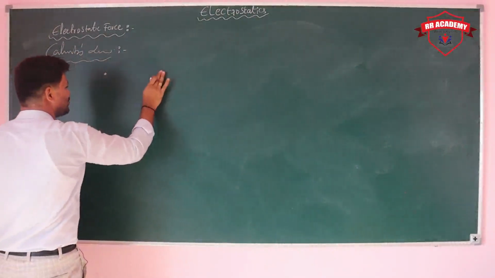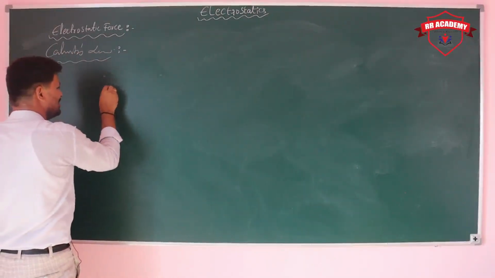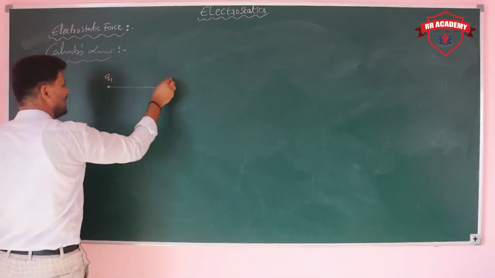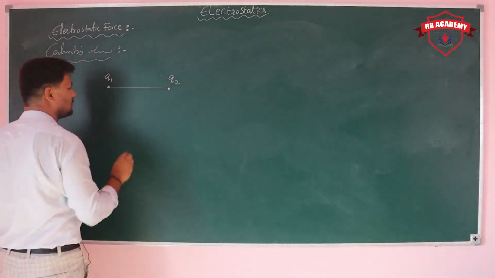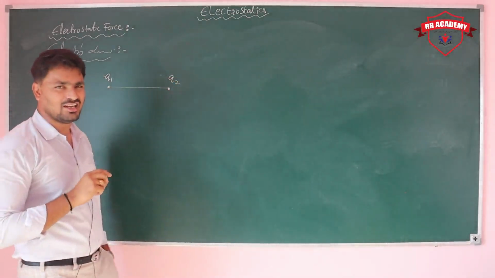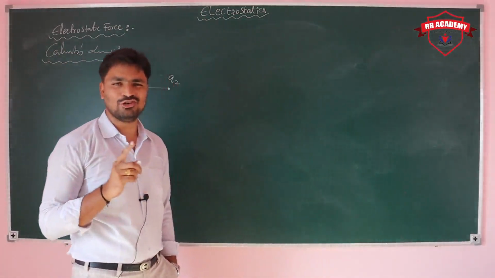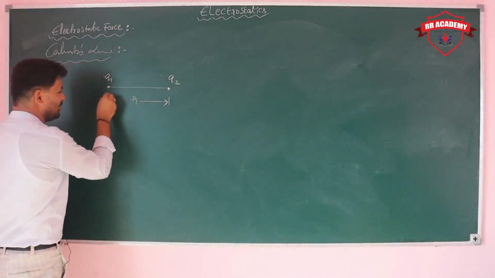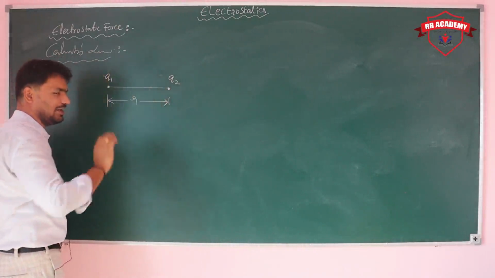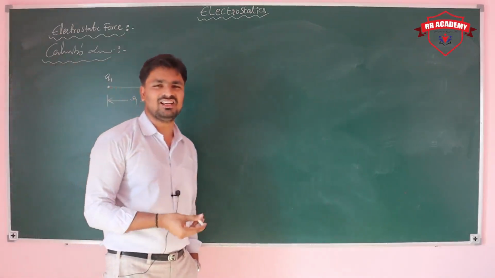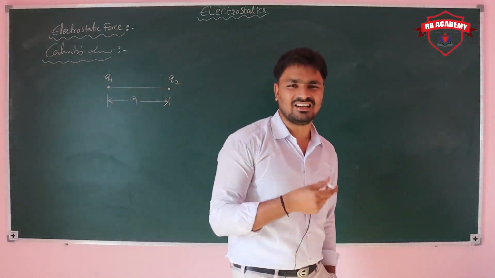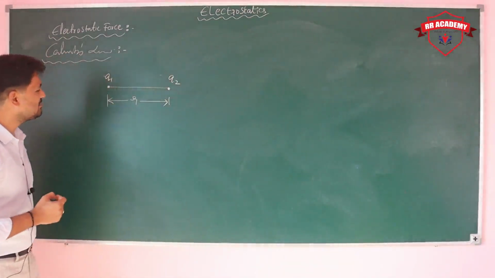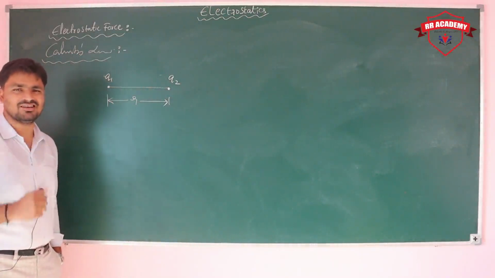the force of attraction or repulsion between any two charges is directly proportional to the product of the magnitudes of the charges and inversely proportional to the square of the distance between them. Here I am considering two charges Q1 and Q2, whether positive or negative. If they are like charges, they repel each other. If they are unlike charges, they attract each other.